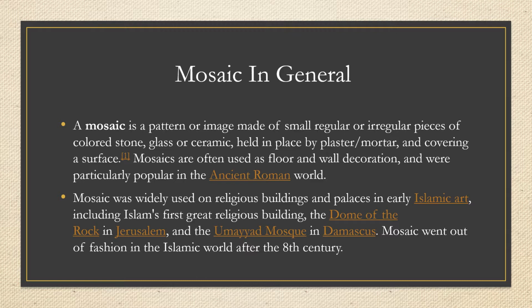Mosaic was widely used on religious buildings and palaces in early Islamic art, including Islam's first great religious building, the Dome of the Rock in Jerusalem, and the Umayyad Mosque in Damascus. Mosaic went out of fashion in the Islamic world after the 8th century.